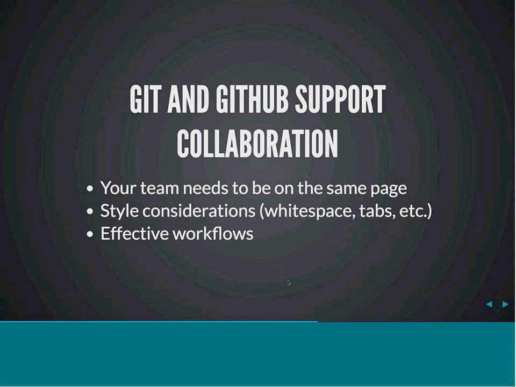Style considerations are huge, such as whitespace and tabs, because again, we're talking about versioning data. If a character changes, that's a change. That is a revision that's going to be recorded. So if you are indenting things by 2 spaces and somebody else is indenting them by 4, that's a problem, because now everything is changing. So style considerations, and then effective workflows.